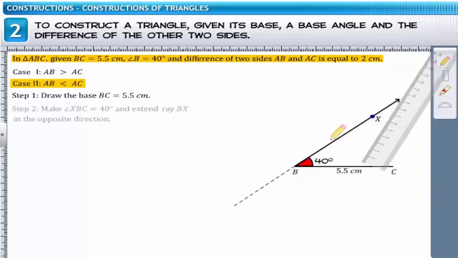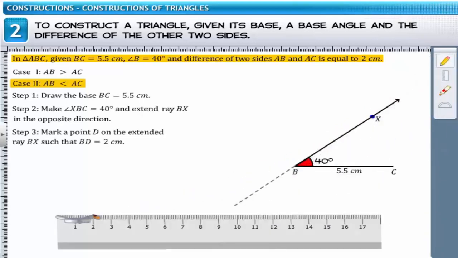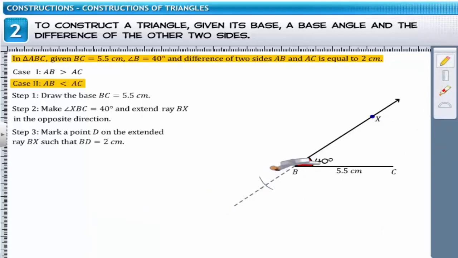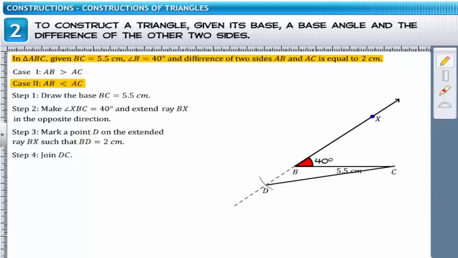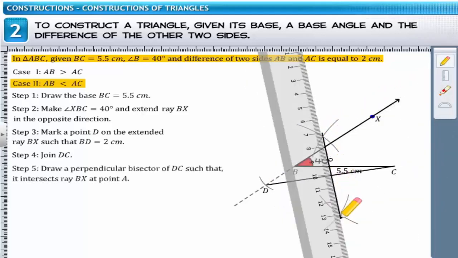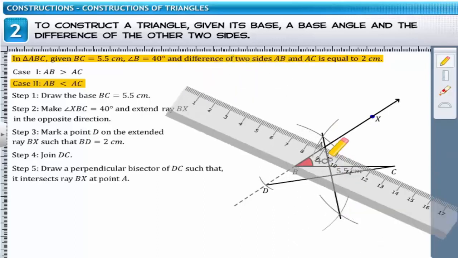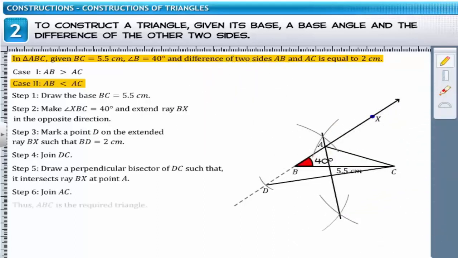Extend ray BX in the opposite direction. Mark an arc with a radius of 2 centimeters on the extended ray BX at a point D. BD is equal to the difference of the given sides. Join DC. Draw a perpendicular bisector of the line segment CD such that it intersects the ray BX at point A. Join the points A and C. Thus ABC is the required triangle.